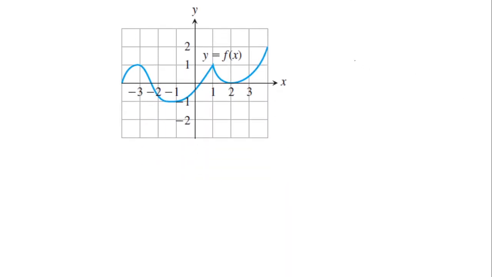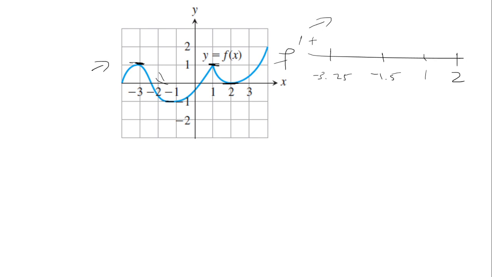Okay, so this one we're going to draw out the number line. So first, where the derivative is 0, we'll say that's about -3.25. Let's see, -1.5. It's undefined here at 1, and 0 again at 2. Okay, so it's increasing, decreasing, increasing, decreasing, increasing. So pretty much a standard alternating.